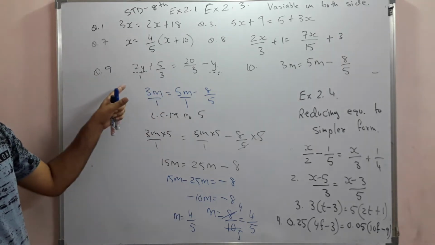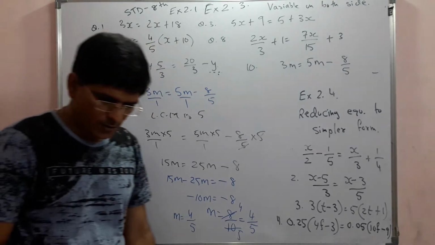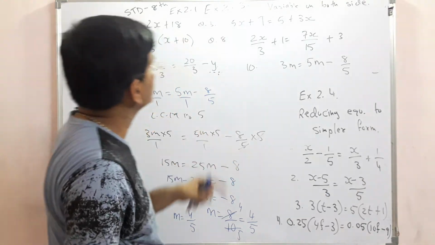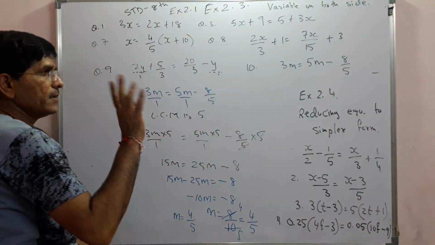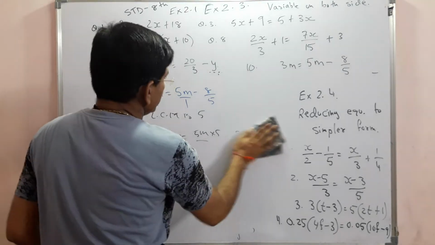So how many sums are there? 1, 2, 3, 4, 5 and 6 sums we have completed. All 6 sums related to exercise 2.3. So 10 sums are there. Out of 10, 6 sums I have completed.